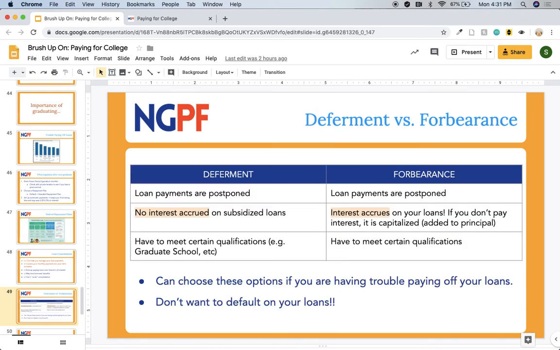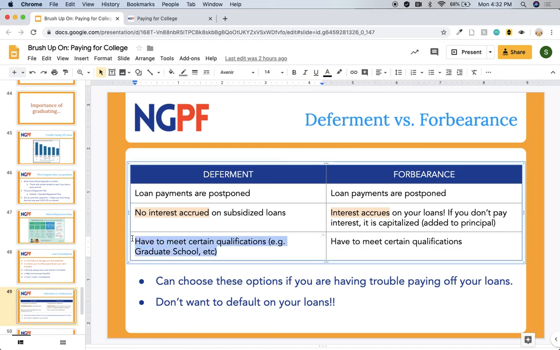All right, let's also talk about deferment and forbearance. These are two options that you want to think about if you're having trouble paying off your student loans for any reason. It's also an option if you are entering grad school. A lot of times, I think you enter forbearance, but I have to double check on that. One of these options is what you select. It's actually deferment. It's right here. You have to meet certain qualifications.